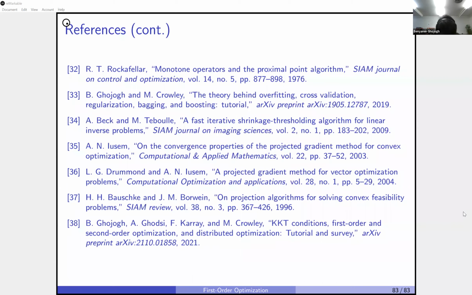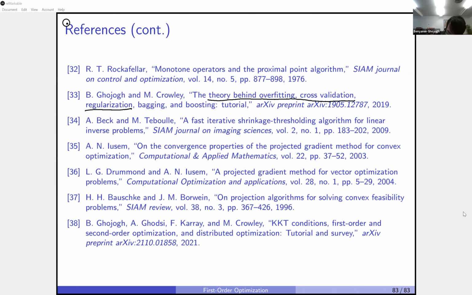So what is this one? Okay, I don't remember the 32. The 33 is about overfitting and regularization. We talked about regularization a lot. You can see it in my tutorial about regularization in this paper.